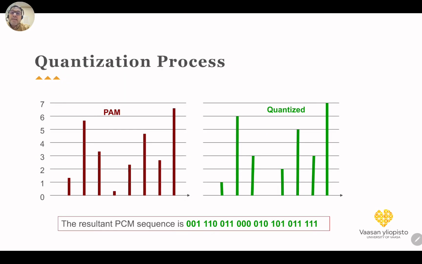Now you can see here that we have pulse amplitude modulation. Just to revise the previous part, we sample the signal, or quantize the signal in the time domain. We divide the signal into different samples, and then each sample is rounded to the closest allowed level, and then we convert each one to its PCM sequence. So this one is 001, this one is 110, and so on.